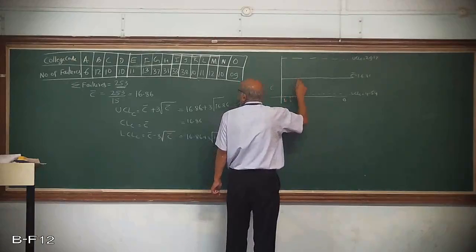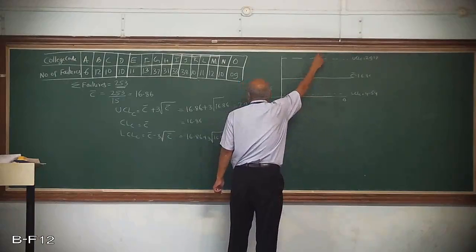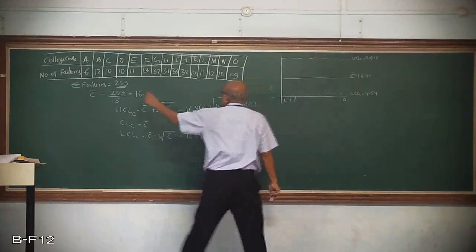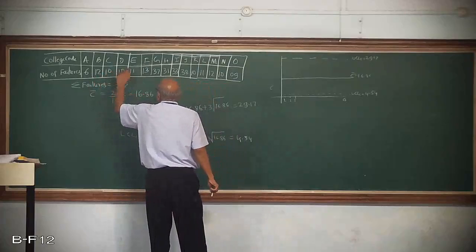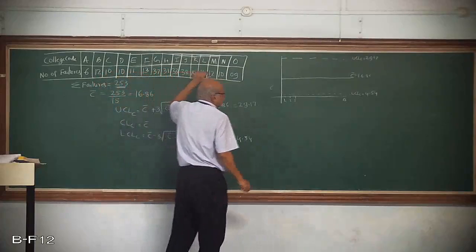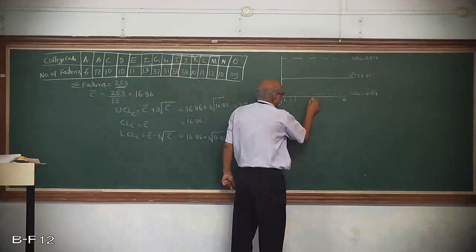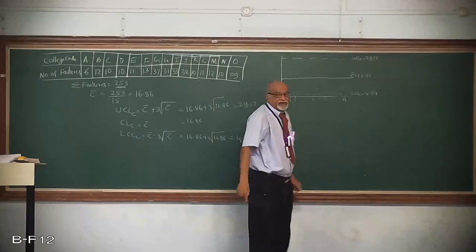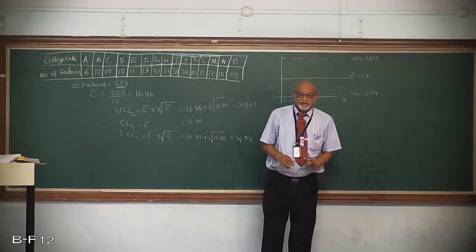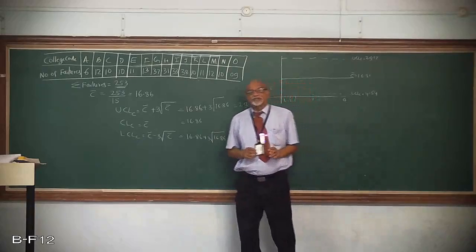So we can go on plotting, say for example, the first one, 6, somewhere here, 2, like that. But when you come to G, it crosses the limit. Likewise, 7, 8, 9, 10, all of them cross the limit. Hence, the process is not under control.